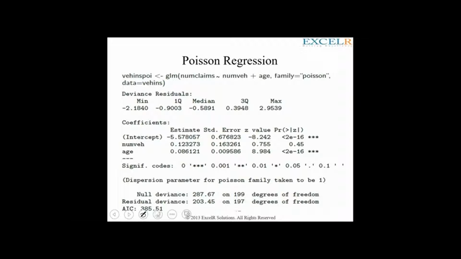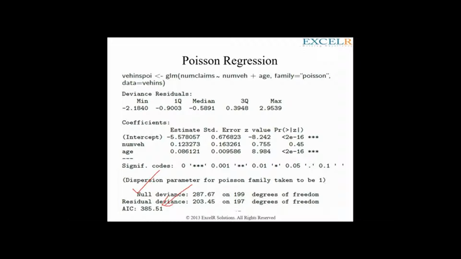Now, here we're going to discuss null deviance and residual deviance and also AIC value. Just make a note of this AIC value. Anywhere, on your book or somewhere, please make a note of this because we're going to refer to this at a later point of time. And the AIC value here is 385.51. AIC stands for Akaike Information Criterion. We are going to get back to this in a while from now.